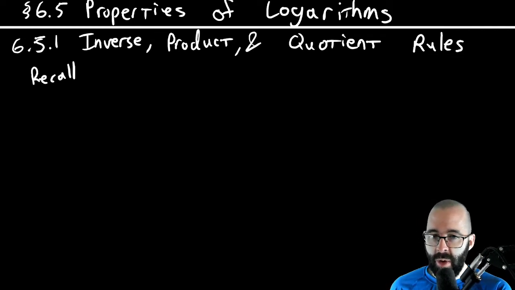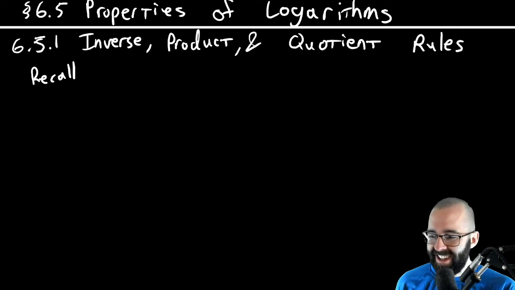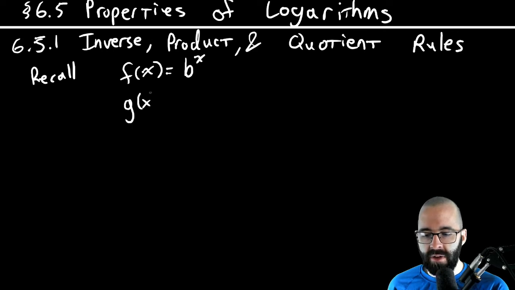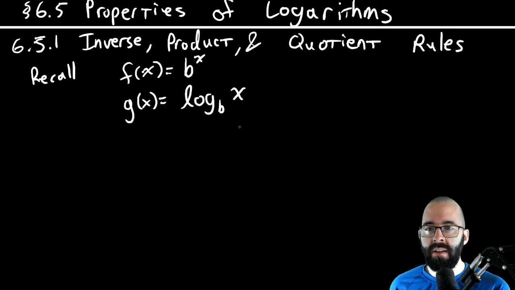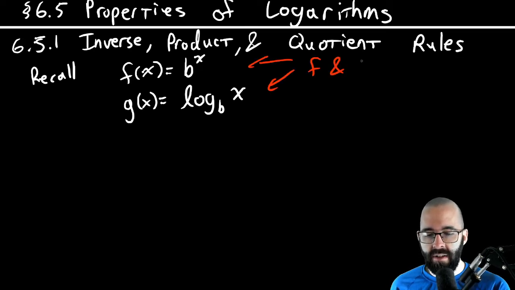One of the most important things in this whole chapter is that logarithms are the inverses of exponentials. I said I'd say it a bunch, and I'm saying it a bunch. All right, so specifically what that means is if I have an exponential function with a base b and another function that's a logarithmic function, again with base b, that these are inverses.